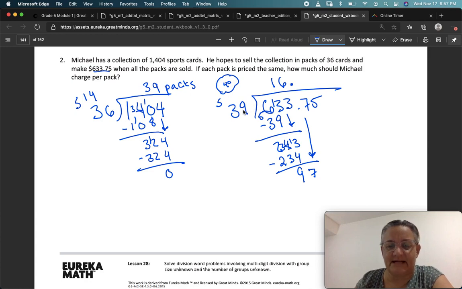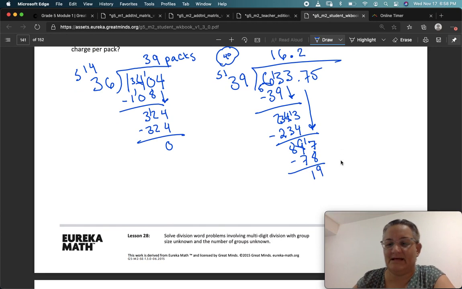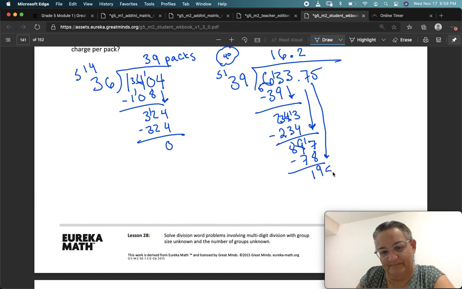Okay, so 39 will definitely go into 97 twice, because if it were 40, 40 times 2 would be 80. So we can try 2. 2 times 9 is 18. Carry the 1. 2 times 3 is 6 plus 1 is 7. Turn that into 17 and that into 8, and then I've got 19 left over. Now I'm going to bring down that 5 all the way down.